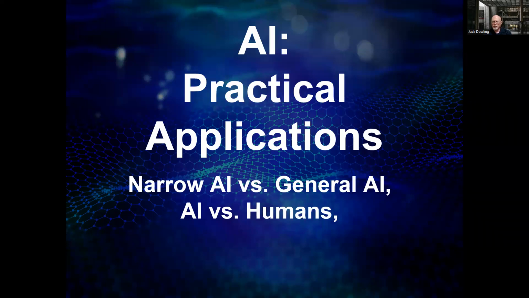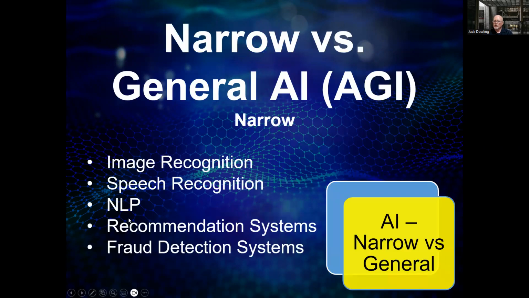Today we're going to discuss narrow AI versus general AI, or AGI, and we're going to talk about AI versus humans. So first of all, AI that is being done today is narrow. I'm going to explain the different types, and then I'll explain what AGI really is and why we don't have it today. So the kinds of applications that we're doing today are things like image recognition.